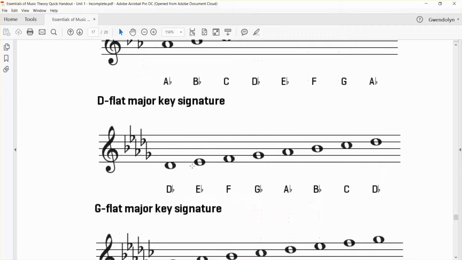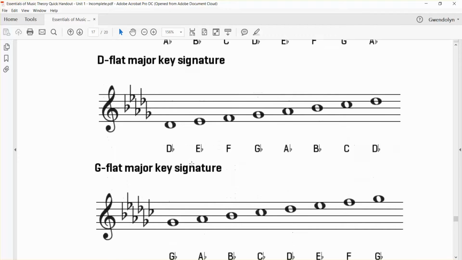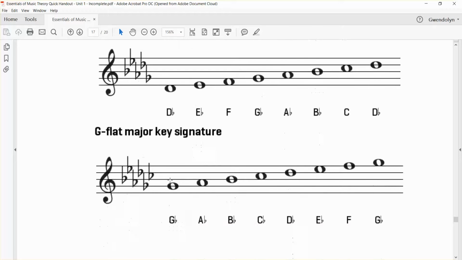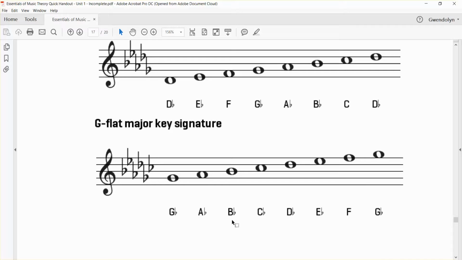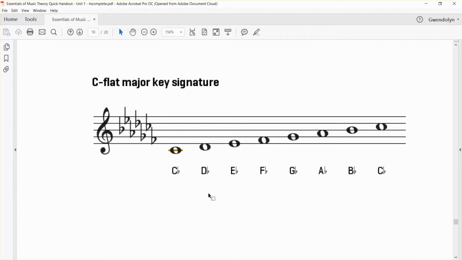Should be easy, right? And it is. And again, we now get to G flat major, etc. Almost every note is flat until we get to C flat major, where every note is flat. All right?